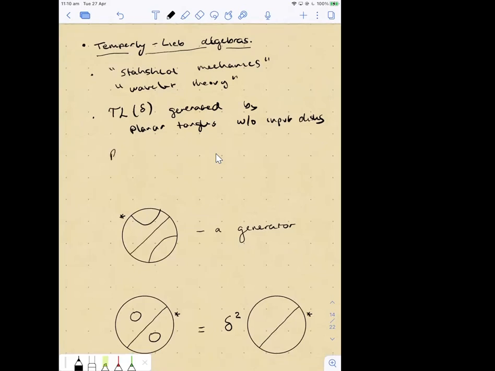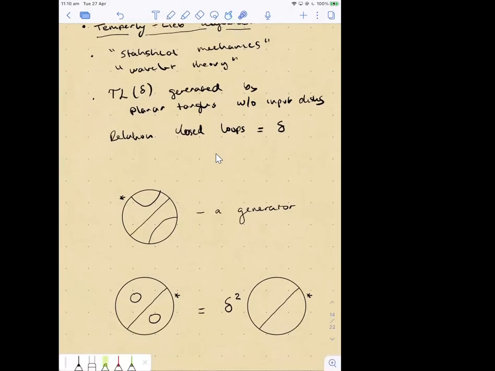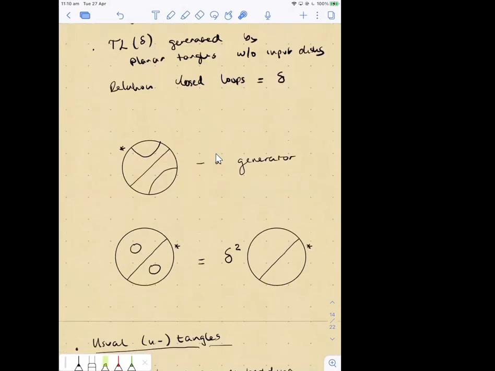And it has the relation that closed loops, so embeddings of the circle, are equal to scalar multiplication by the scalar delta. So this first diagram here is a generator. You can see we just have the one-manifold embedded into a disk. There are no input disks cut out in the middle. And the second one here, you can see we have two closed loops in the tangle. And so that goes to multiplication by delta squared without those closed loops being there.